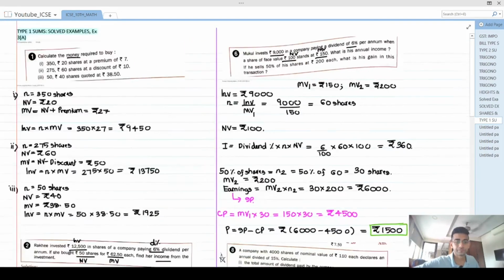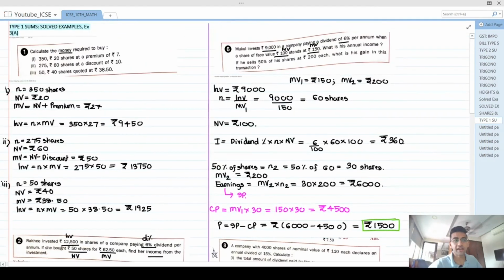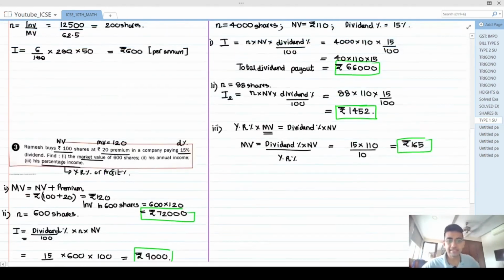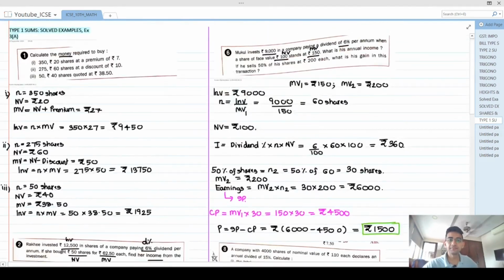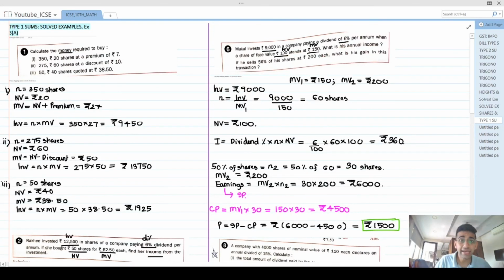Alright. So these were 5 sums we've done today. 5 sums which will summarize the entire exercise 3A for you. You do these sums, you'll be ready to face any sum from exercise 3A. These are like your type 1 sums.